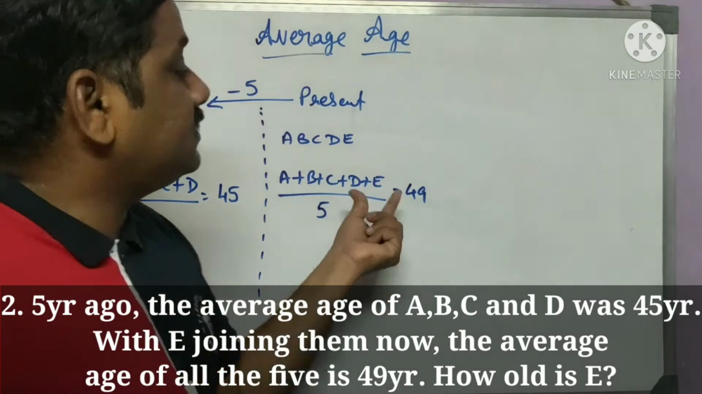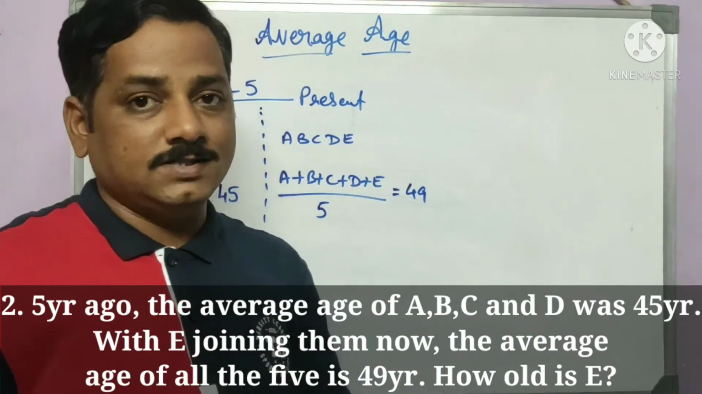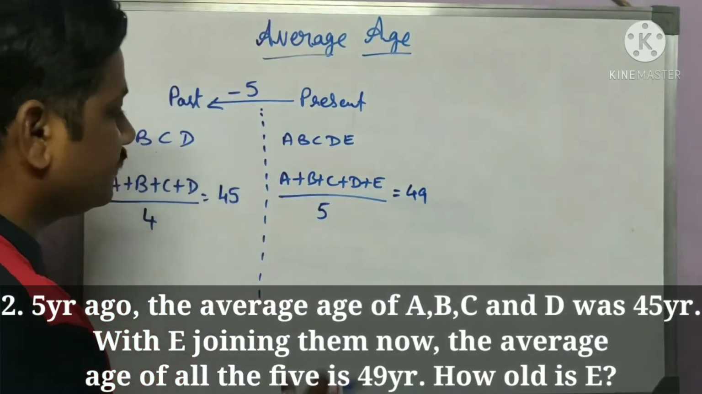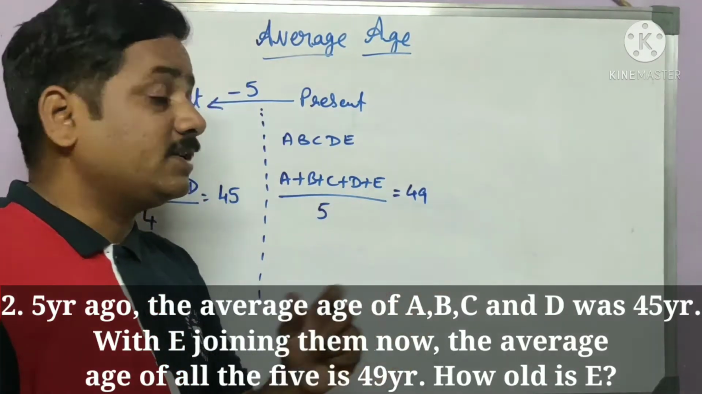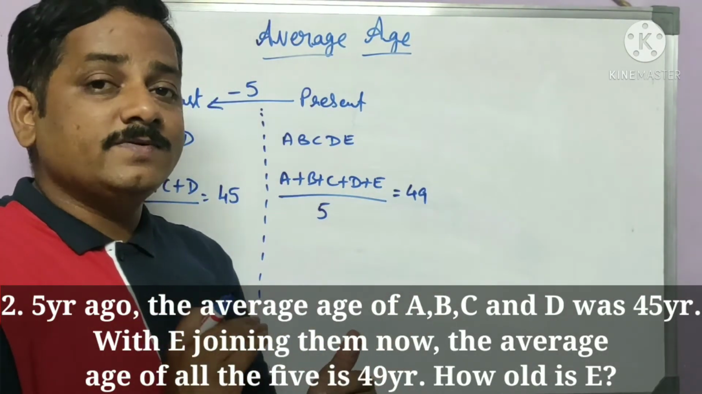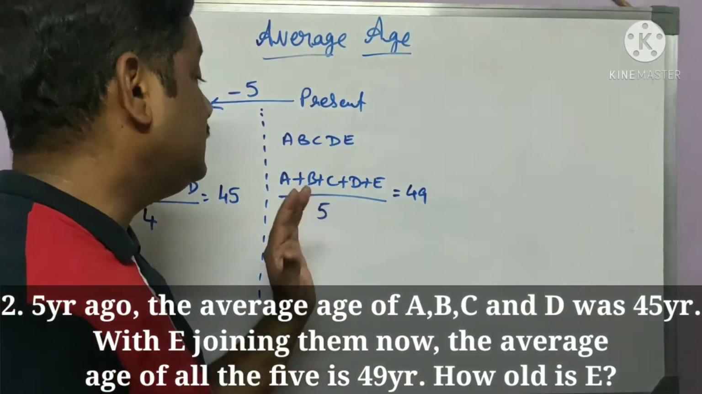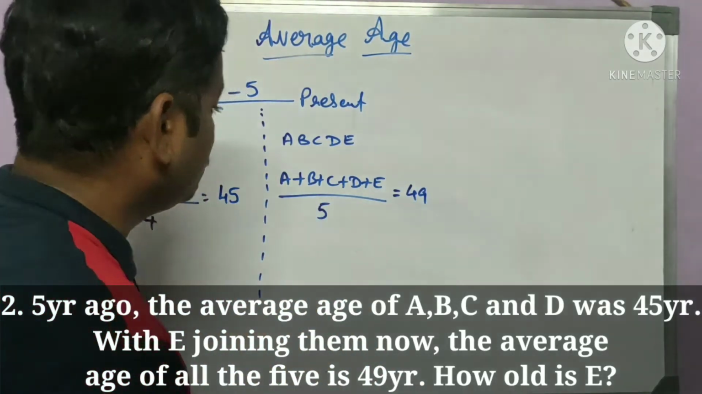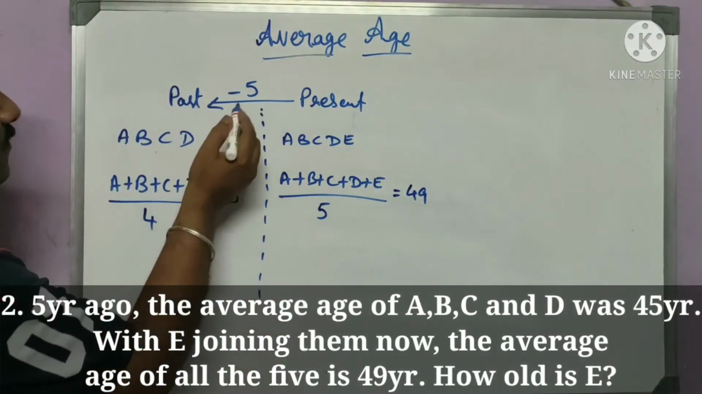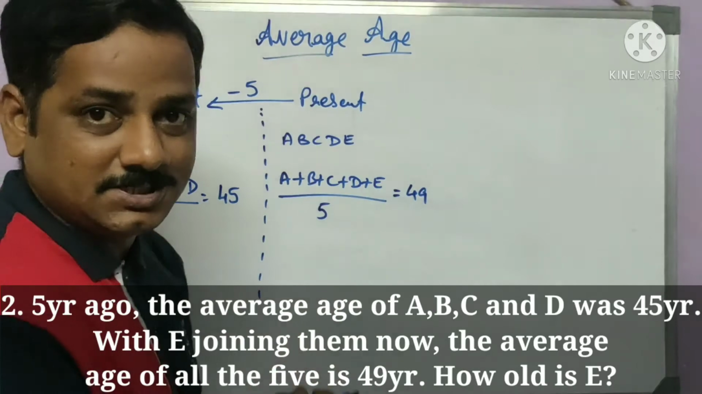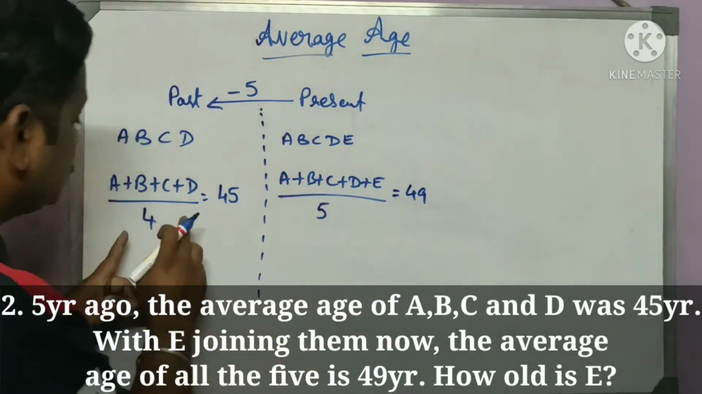Right. So if this is the condition, what would be the age of E? How old is E? That is the question. Here we cannot directly substitute the ABCD value into this, as we did in the previous case, where we just substituted the value of F and M together and got the answer. But here, we should be very careful. The important thing to understand is, this is regarding 5 years ago and this is the present condition.